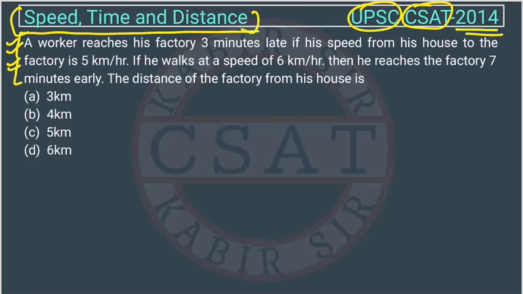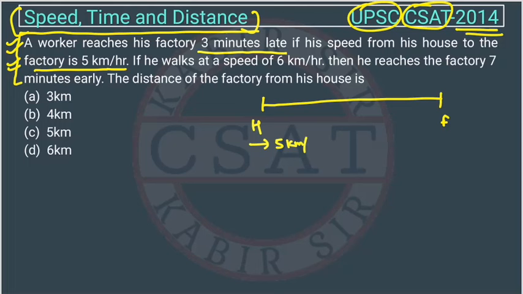A worker reaches his factory 3 minutes late if his speed from his house to the factory is 5 km per hour. So the worker is going from home to factory at 5 km per hour and is 3 minutes late. If he walks at a speed of 6 km per hour, then he reaches the factory 7 minutes early.